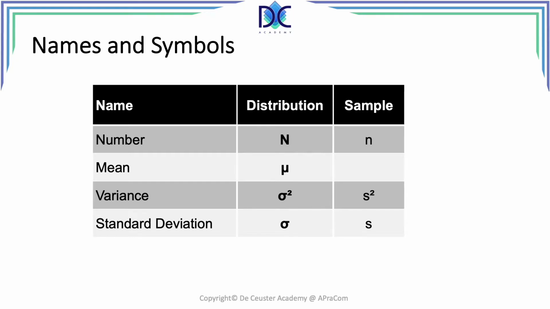The variance is also very important because it indicates how far the different elements are spread from each other, what is the spread of the distribution, which is the standard deviation squared, which is sigma squared for a distribution and s squared for a sample. The standard deviation is the square root of the variance, and we see that the standard deviation for a distribution is given by sigma and for a sample by s.